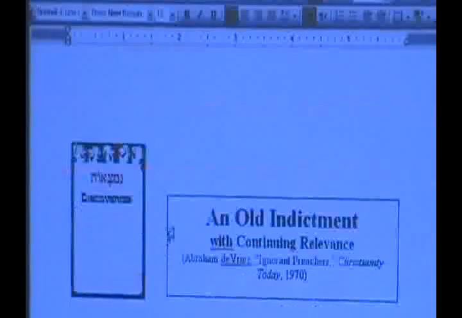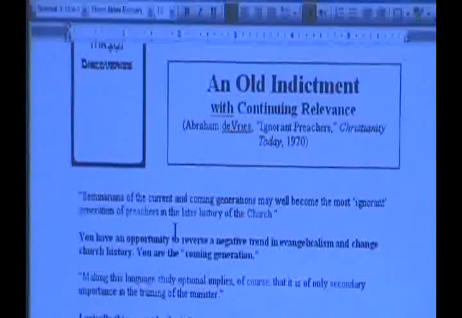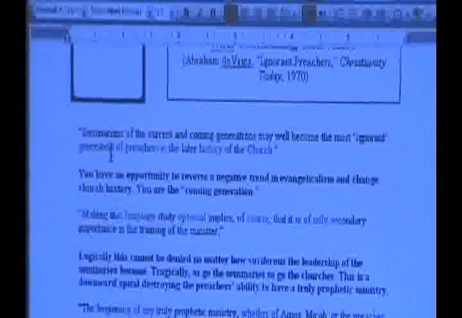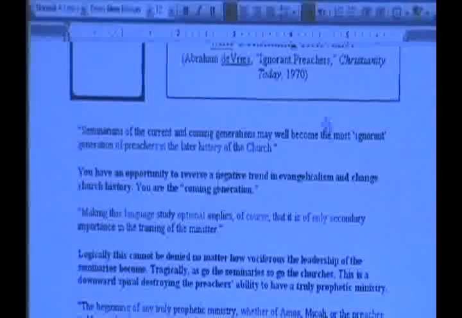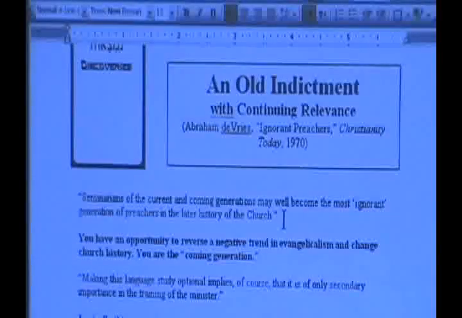So, all right. Here's some. I don't know if we've used this before or not in Greek class. I don't know. But here's some. This was all 1970. Actually, it's probably even more relevant today than it was in 1970.